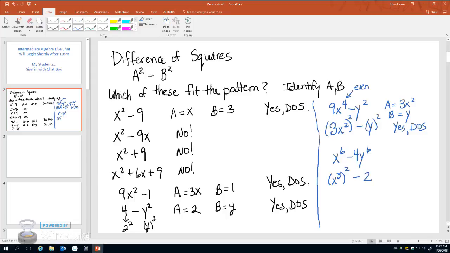And over here, 2 squared would give you 4, and y cubed, if you square it, gives y to the 6th. So we just figured out that to fit the pattern, the thing being squared in the first term is x cubed, so A is x cubed. The thing being squared in the second term is 2y cubed, so B is 2y cubed. And yes, this fits the pattern of a difference of squares. Now, we're going to practice factoring a difference of squares later. Right now, I want to look at a couple of other patterns and see if we can identify those as well.